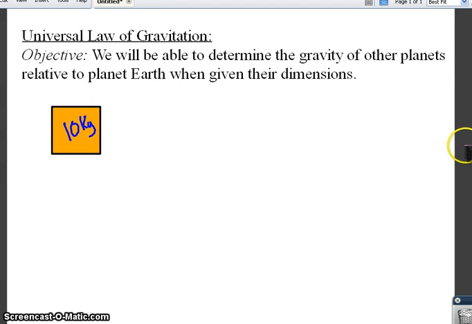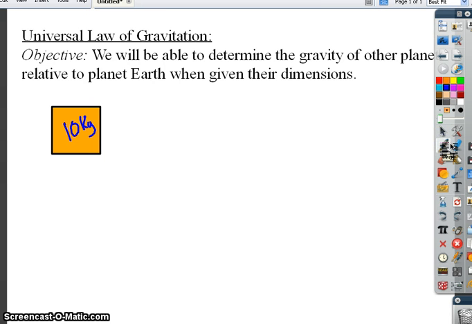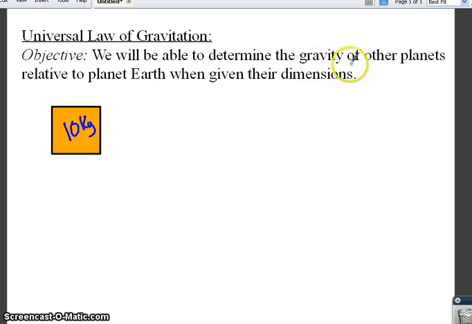Good morning, class, and welcome to this lesson on Newton's universal law of gravitation. Today, we will be able to determine the gravity of other planets relative to planet Earth when given their dimensions. So, this lesson is going to be conceptual and mathematical at the same time. So, I guess let me just show you what's going on, and we'll figure it out from there, okay?